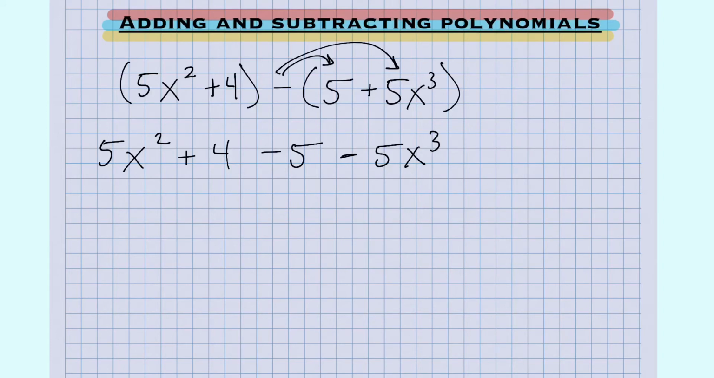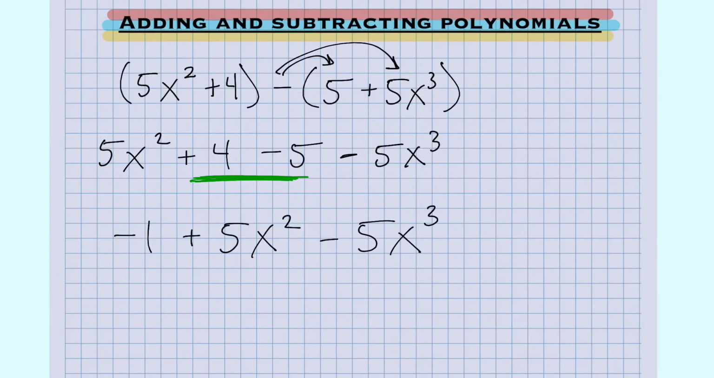Okay, combining like terms. It seems that the only like terms are these two right here, 4 and negative 5. We can't combine this and this because they're different. This is negative 5x cubed, and this is 5x squared. x squared and x cubed are not the same, so we can't combine these terms, but we can combine these two. So 4 minus 5 is negative 1. Plus 5x squared minus 5x cubed.